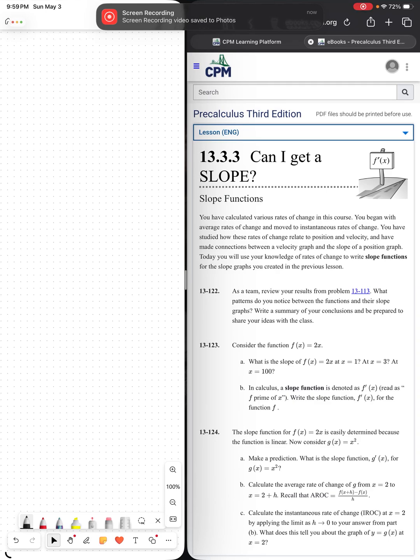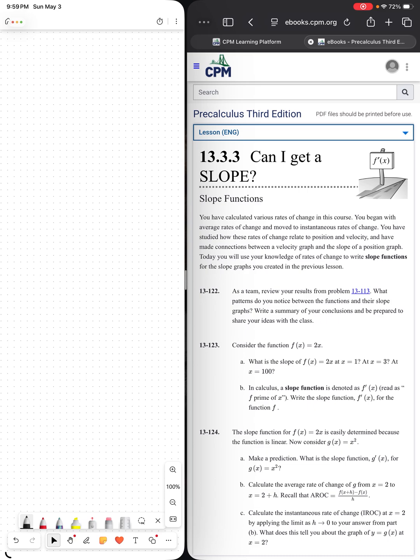Okay, 13.3.3, can I get a slope? Slope functions. You have calculated various rates of change in this course, beginning with average rates of change, then moving to instantaneous. You have studied how these rates relate to position and velocity and the connections between the two. So we're going to use our knowledge of rates of change to write slope functions for graphs we created in the previous lesson. Let's talk about those patterns we noticed.